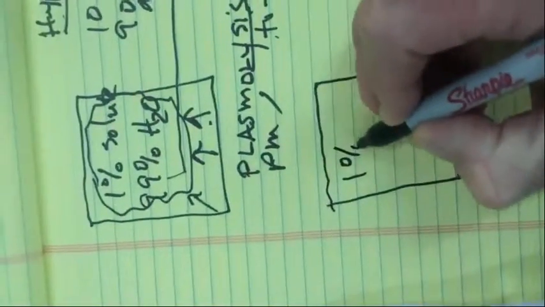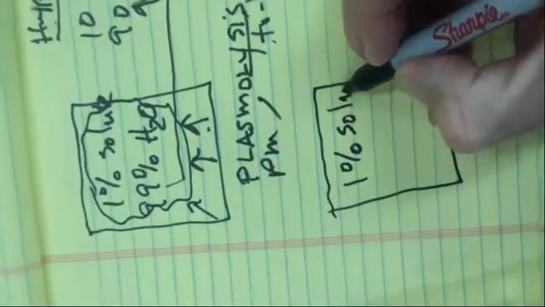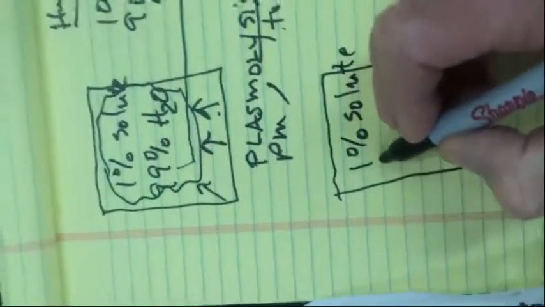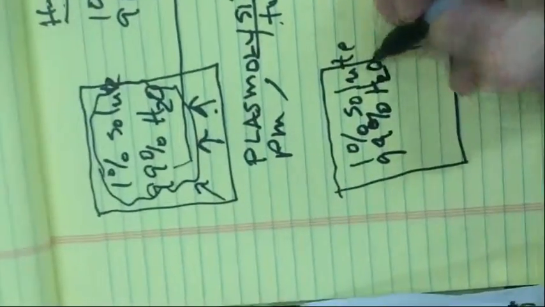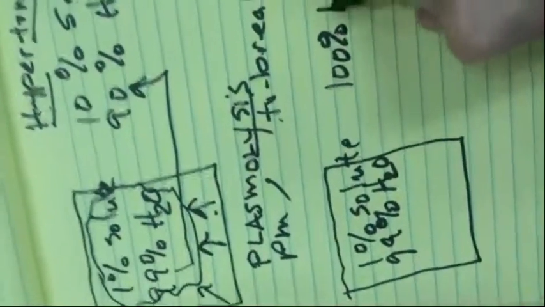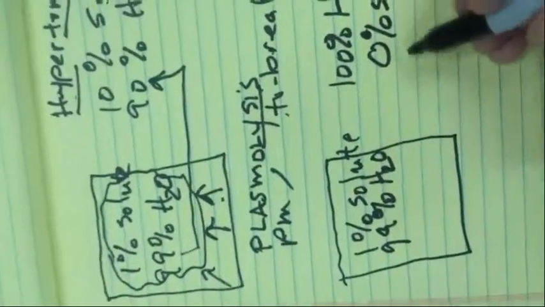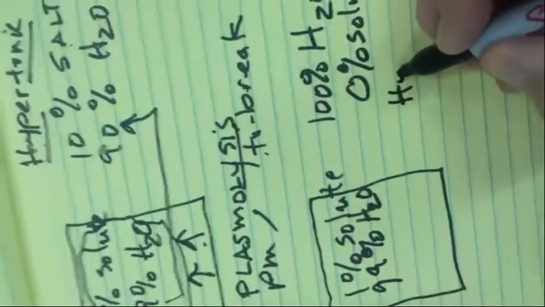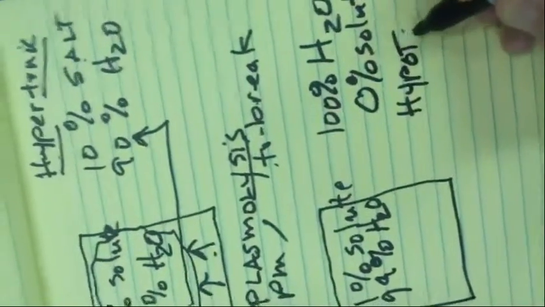Now let's go to the other situation, which would be a hypotonic solution. So once again, cells are about a 1% solute, sugars, salts, amino acids, waste products. So that's a 99% water there. And then outside this cell, let's put 100% water. Okay, so if it's 100%, we don't have anything dissolved in it, so that's 0% solute. Nothing is dissolved in that. So what happens then, this is obviously a hypotonic solution.